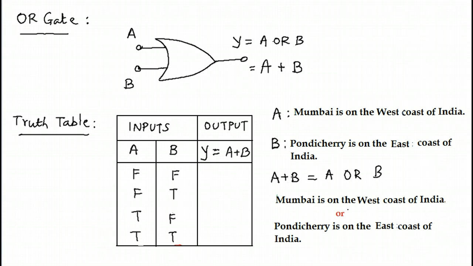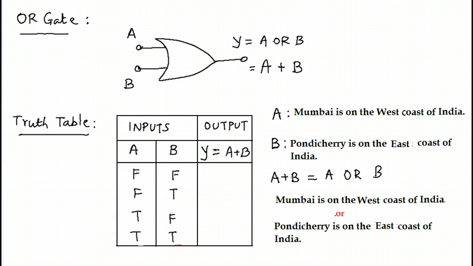Now in the English language, the word or can be used with two different meanings. Firstly, it can mean, in this context, either Mumbai is on the west coast of India or Pondicherry is on the east coast of India, but both cannot be true. Now that's one way to use the word or. The second way is the way it is being used right now, that is, it's either this or that or both. So what this or means over here is either Mumbai is on the west coast of India or Pondicherry is on the east coast of India, or both.